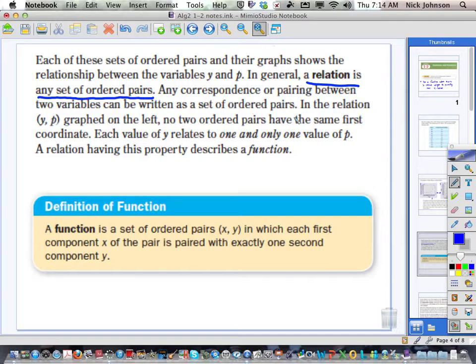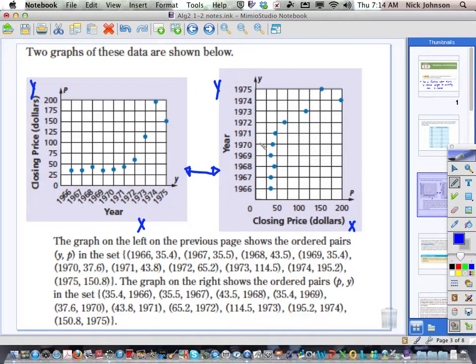It says any correspondence of pairing between two variables can be written as a set of ordered pairs. In the relation of y comma p is this graph right back here, y comma p, because my years are first, my closing price is on my y-axis, so this is y comma p. This over here would be p comma y, because we did our closing price here first, our year second. Okay.